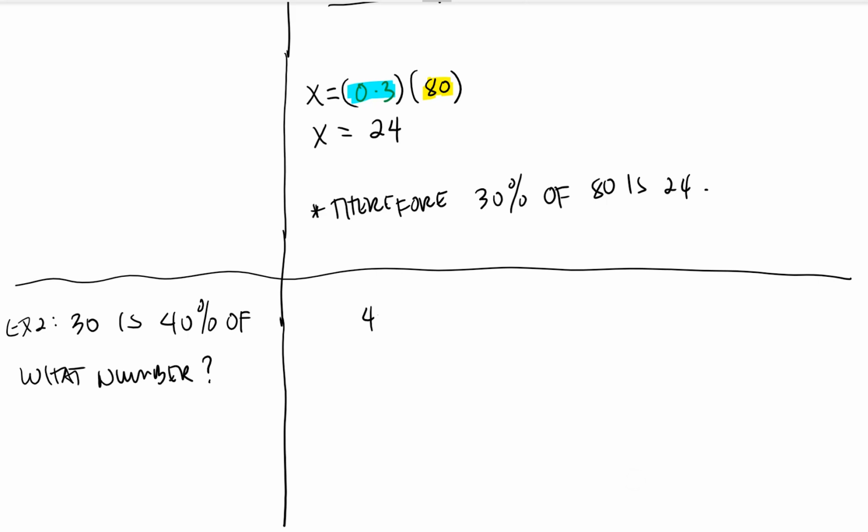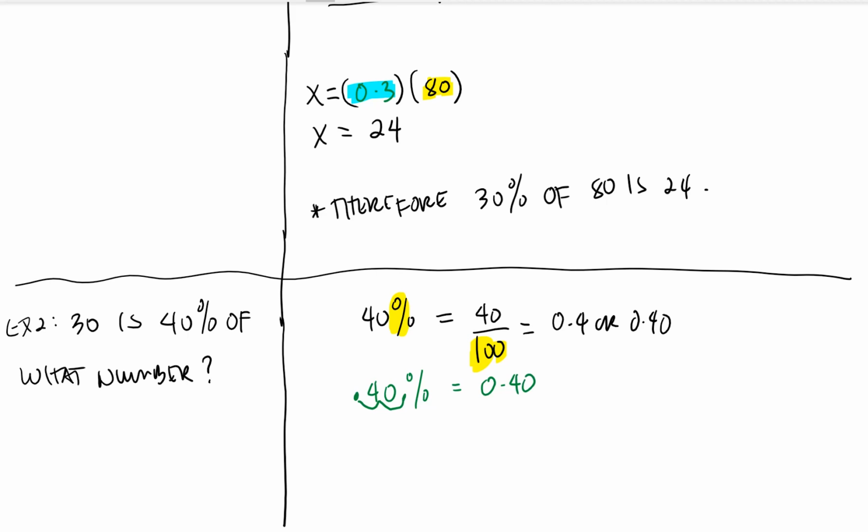Since the percentage is given, I'm gonna convert it to decimal. So again, it's either 40 over 100. Percent means out of 100, so that gives me 0.4 or 0.40. That is just the same thing. Or what I can do is take 40 and move the decimal two places to the left, so that gives me 0.40. That should give me the same thing.